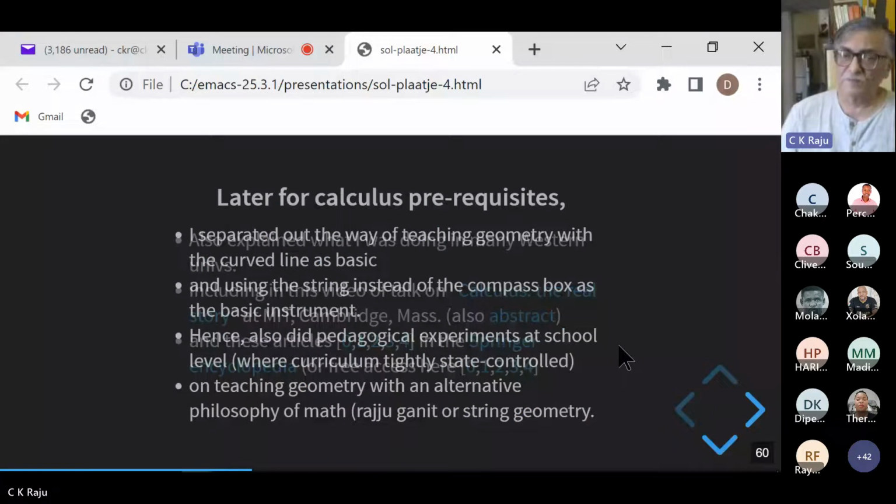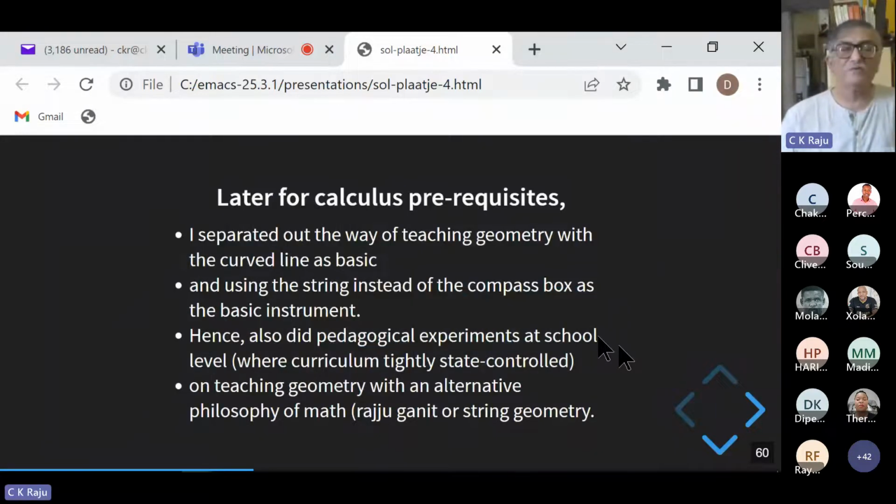So for calculus prerequisites, I said you also have to teach geometry differently. You can't teach geometry the way it is taught as Euclidean geometry. The basic difference is that in India, as in Africa, the basic geometric instrument is a string, not a compass box. And so I did pedagogical experiments on that in schools.